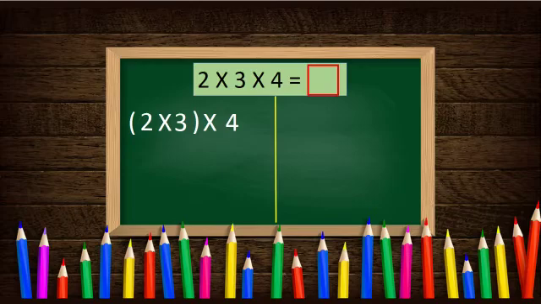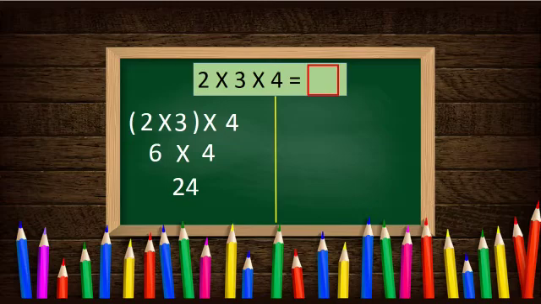To find the product, we will start multiplying the numbers inside the parentheses. So we will first multiply 2 and 3. 2 times 3 is equal to 6. Then multiply 4. Now 6 times 4 is equal to 24. Now we got the answer 24.